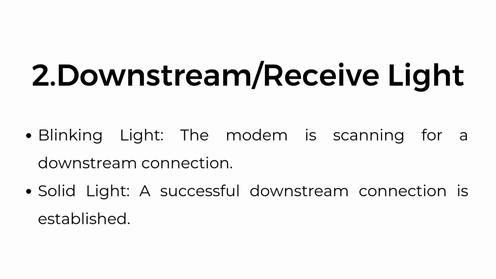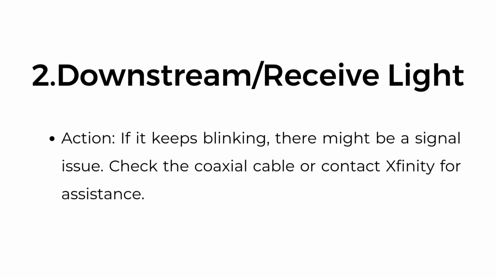2. Downstream receive light. Blinking light: the modem is scanning for a downstream connection. Solid light: a successful downstream connection is established. Action: if it keeps blinking, there might be a signal issue. Check the coaxial cable or contact Xfinity for assistance.